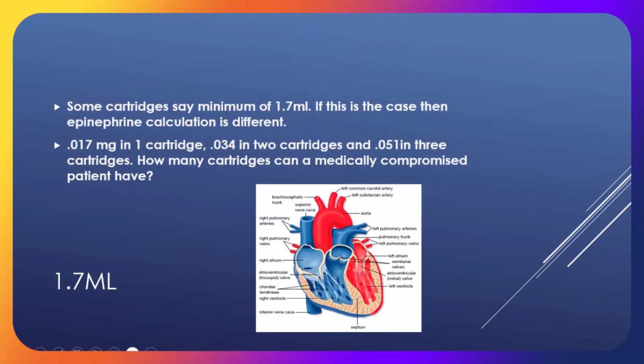Some cartridges say a minimum of 1.7 milliliters. If this is the case, then the epinephrine calculation is a little bit different. 0.017 in one cartridge, 0.034 epinephrine in 2 cartridges, and 0.051 in 3 cartridges. So how many cartridges can a medically compromised patient have? The answer is still 2.